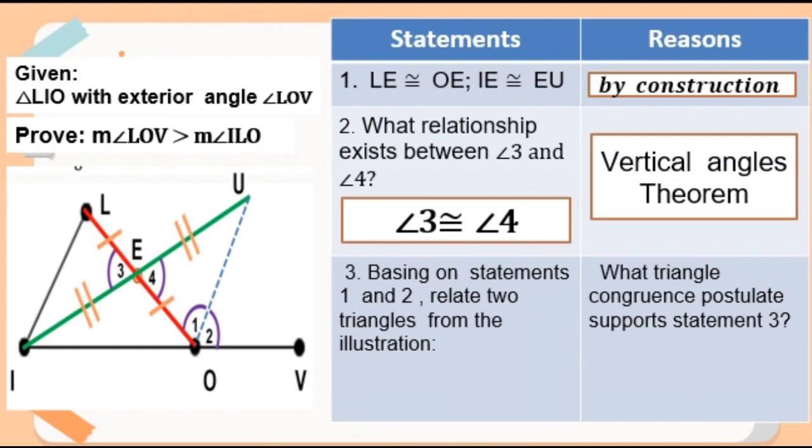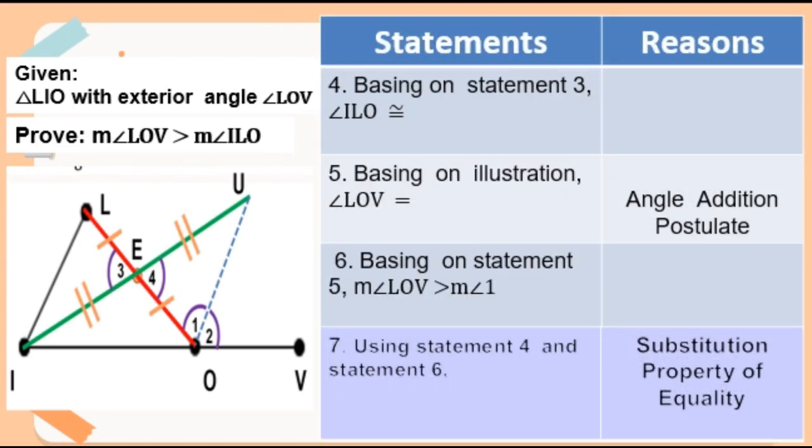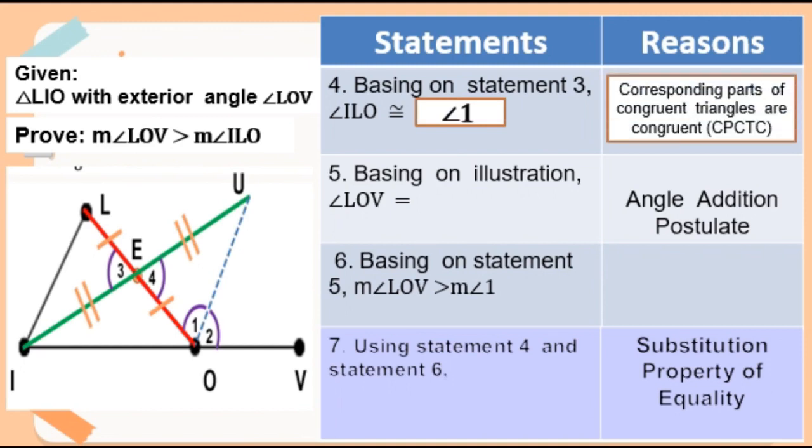Third, based on statements 1 and 2, relate two triangles from the illustration. These two triangles. Triangle LEI and triangle OEU are congruent. And what triangle congruence postulate supports statement number 3? SAS triangle congruence postulate. Statement number 4, basing on statement number 3, angle ILO is congruent to angle 1. The reason is corresponding parts of congruent triangles are congruent, or CPCTC.